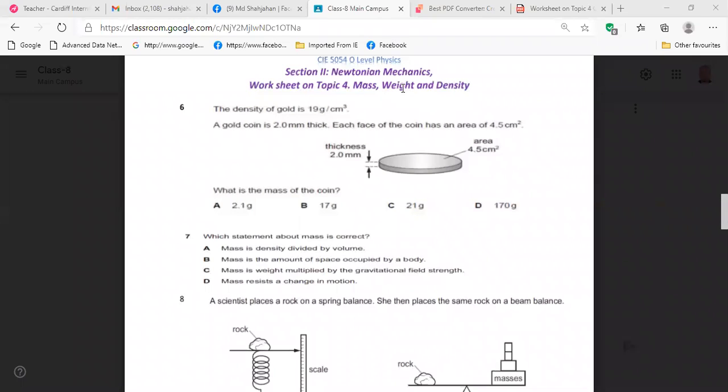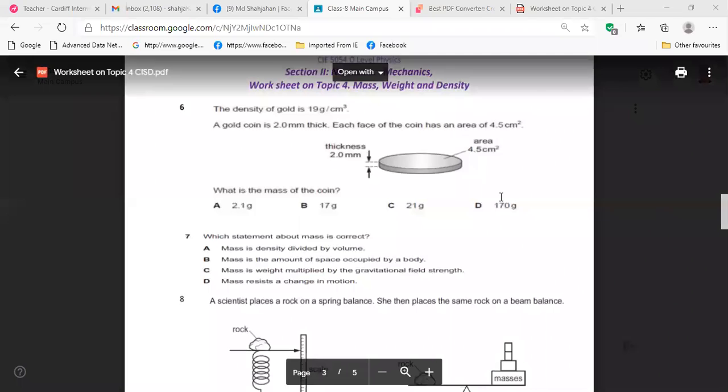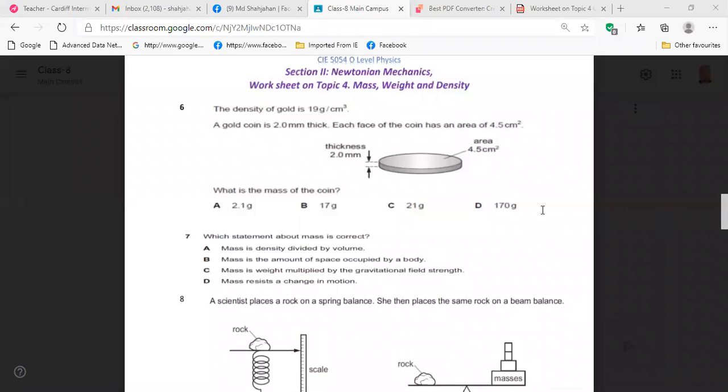The density of gold is 19 gram per centimeter cube. A gold coin is 2 millimeter thick. Each face of the coin has an area of 4.5 centimeters square. What is the mass of the coin? A 2.1 gram, B 70 gram, C 21 gram, D 170 gram. How will you calculate this mass?